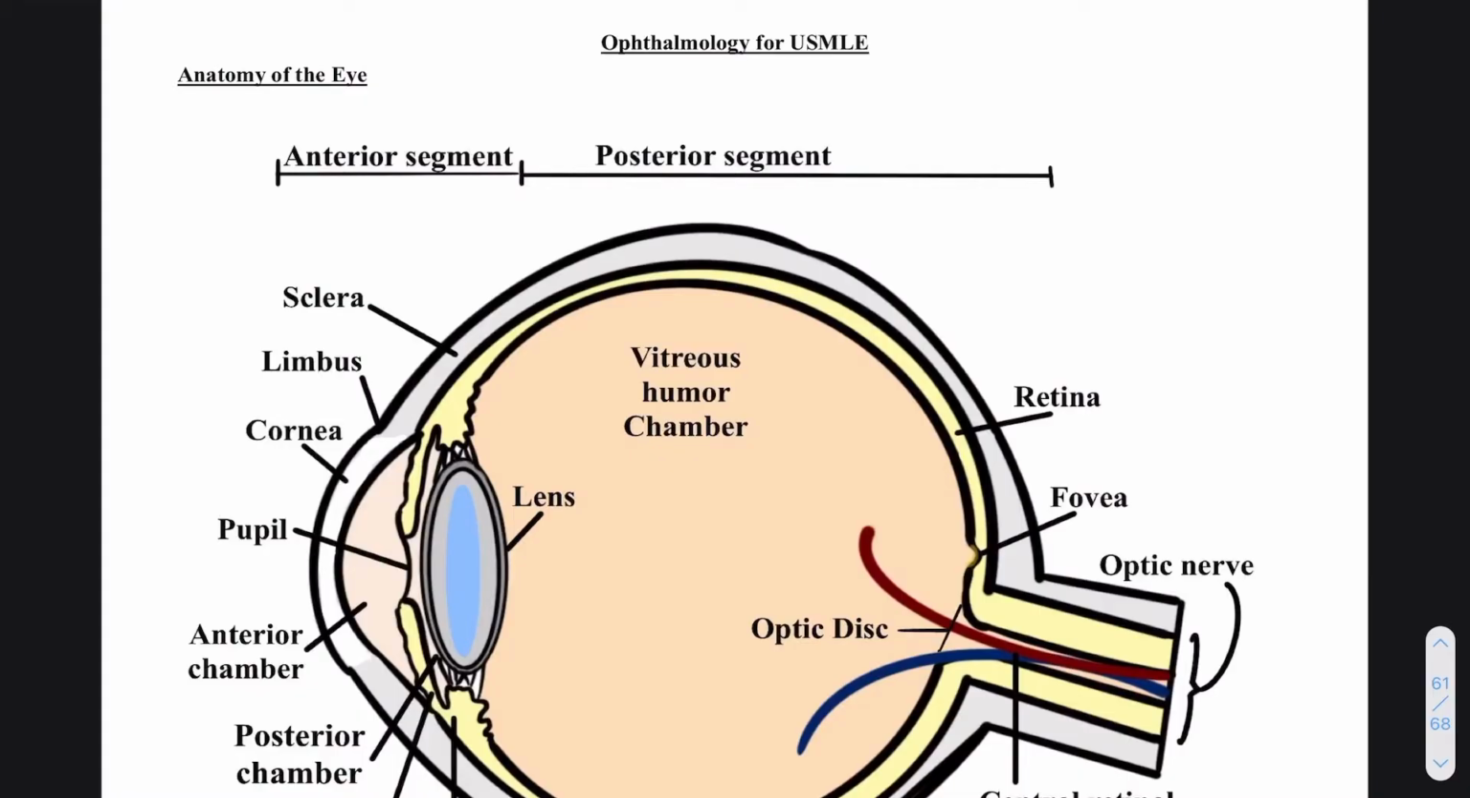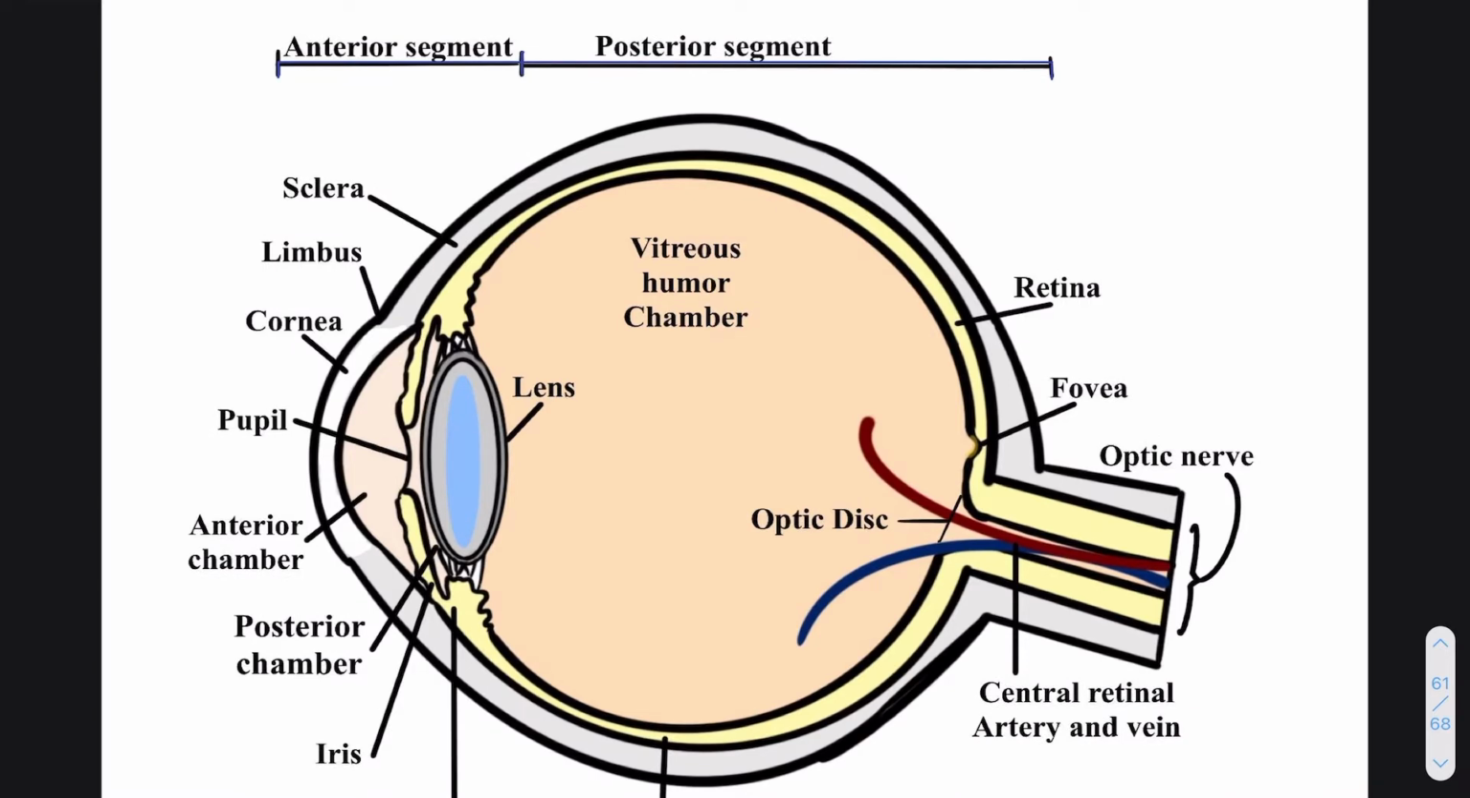So the first topic under ophthalmology for USMLE is the anatomy of the eye. Now, if we take a look at the eye, we can separate it into two segments. One called the anterior segment, which is present from the start of the lens to the anterior aspect of the eye. The posterior segment is the part which is behind that, all the way to the origin of the optic nerve, the optic disc. Now, when we take a look at the eye, there are three major layers.